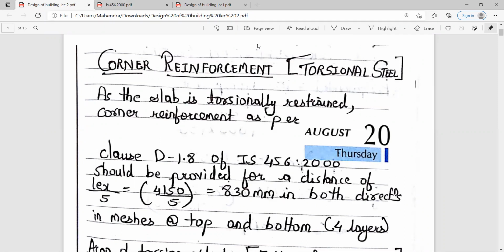Here, Lex is L effective in the X direction. What did you get for it? That is 4150. So substitute the value of L effective in the x direction, that is 4150 upon 5. So you will get it as 830 mm. So 830 mm in both the directions in the meshes. You will provide the 830 mm in both the directions in the meshes at the top and the bottom layer. In all the 4 layers, you have to provide this.